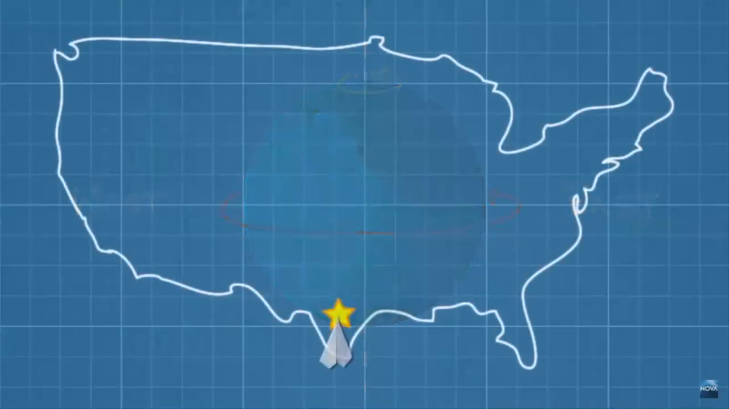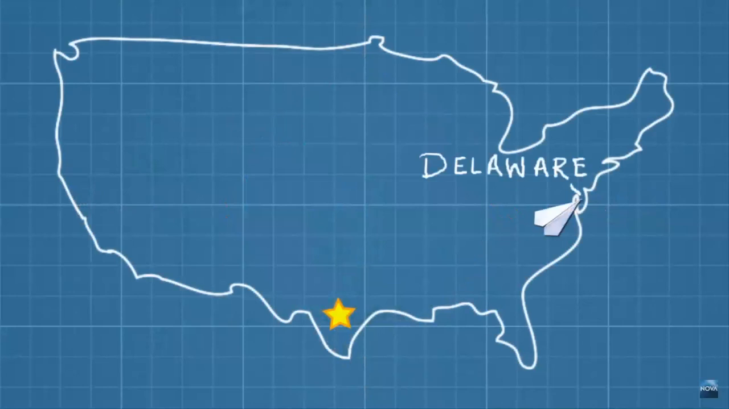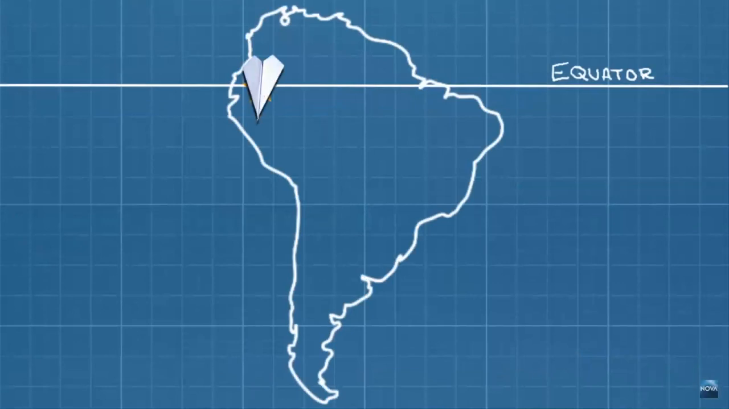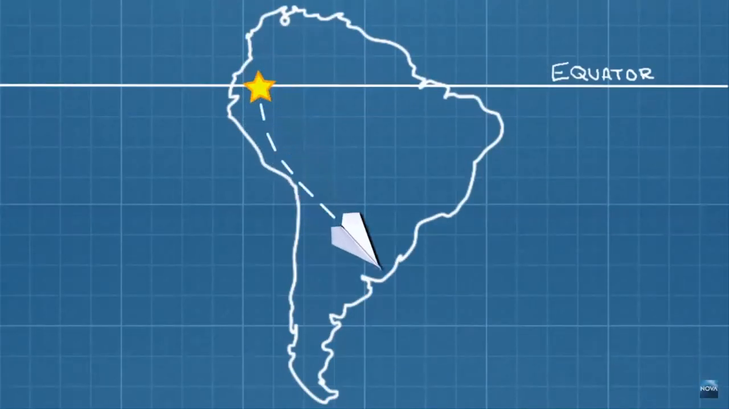So if you threw your paper airplane in a straight line toward the north, it would land somewhere to the right of Nebraska, maybe in Delaware. So from your point of view in Texas, the plane would have taken a curved path to the right. The opposite would happen in the southern hemisphere. An object traveling from the equator to the south would get deflected to the left.